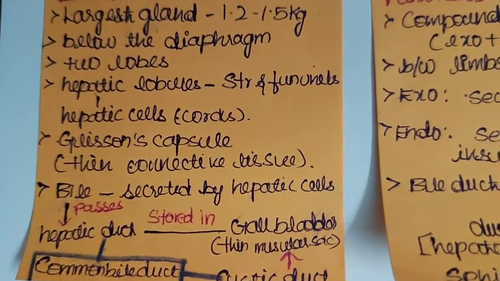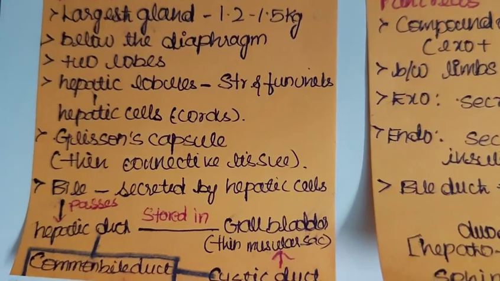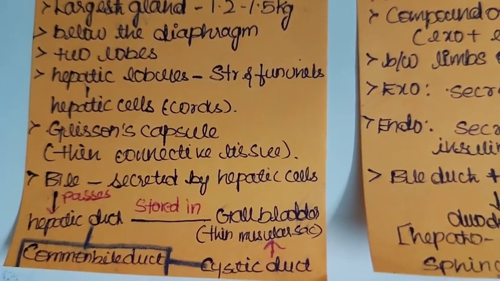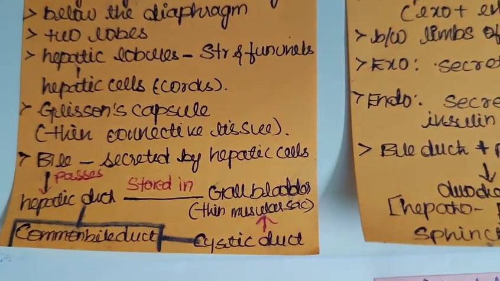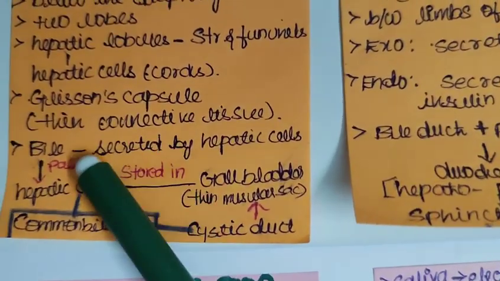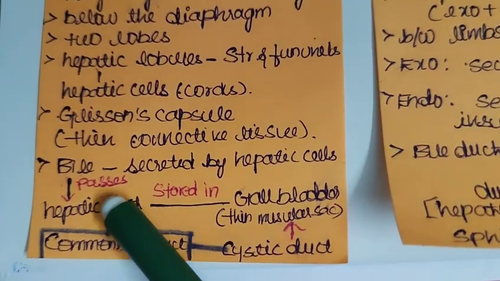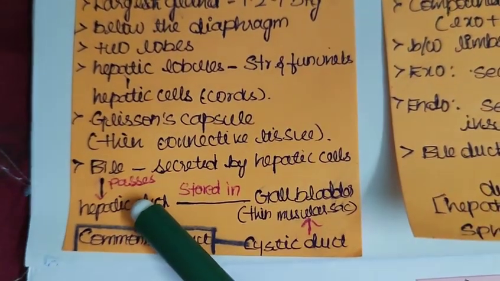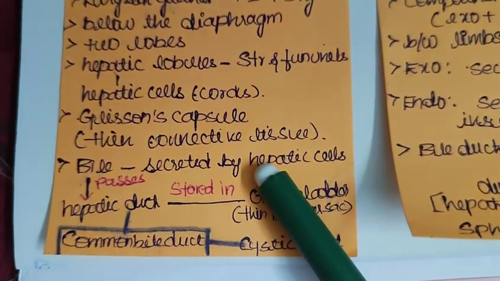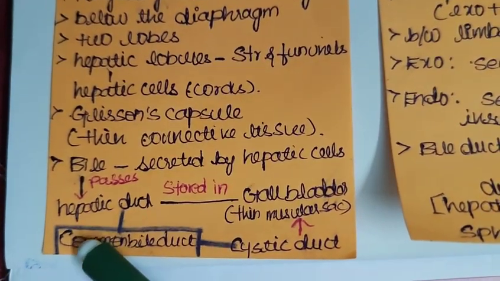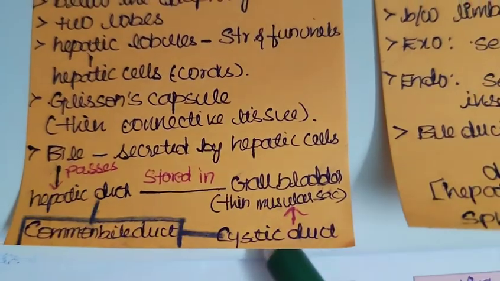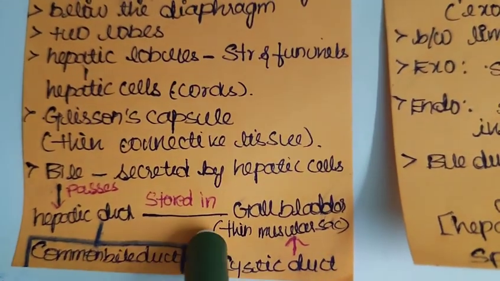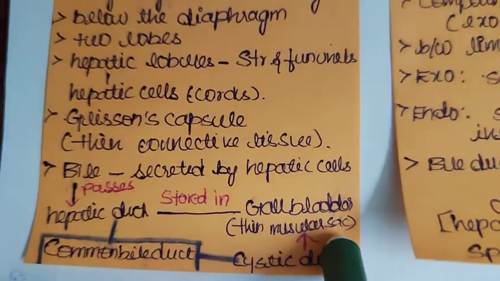Now the bile secreted by the hepatic cells passes through the hepatic duct, okay, and it will be stored in the thin muscular sac, which is the gallbladder. Okay. Now, if you see, the bile will be secreted by the hepatic cells. Where will it go? It will go to the hepatic duct. So, it will go via the hepatic duct and it should be getting stored, no? So, it will be stored in the gallbladder, which is a thin muscular sac.